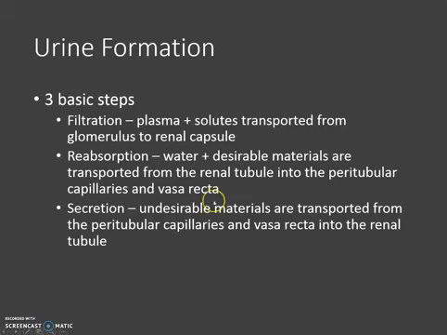And then the third step is secretion, because not all of the bad stuff gets filtered originally. So if there are additional bad materials or waste products still in our bloodstream that need to be excreted in the urine, the kidneys are able to selectively transport those undesirable materials from the blood in the peritubular capillaries and vasa recta into the renal tubule.